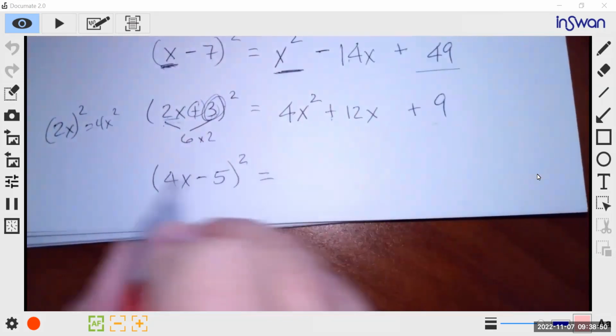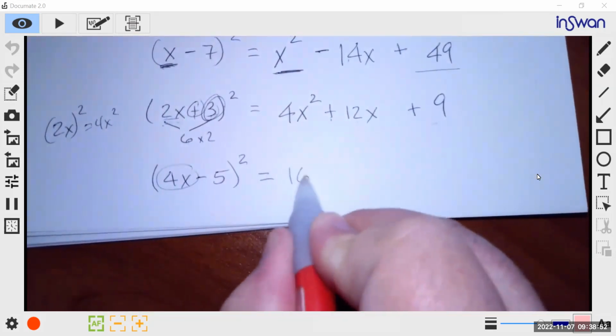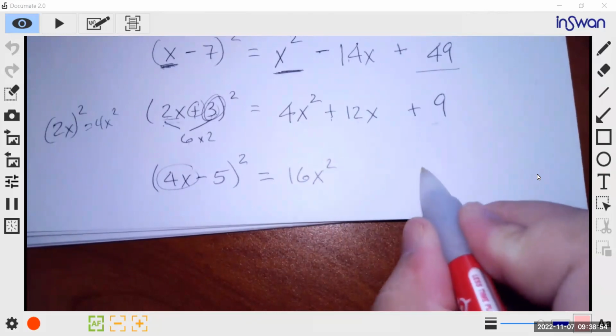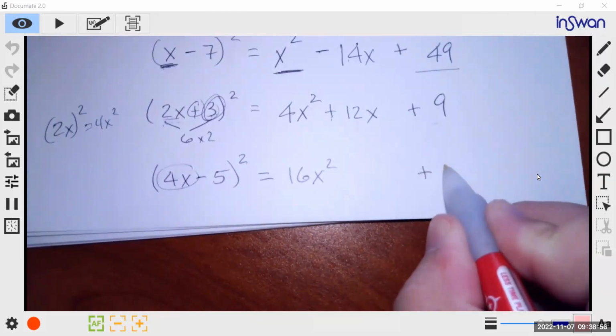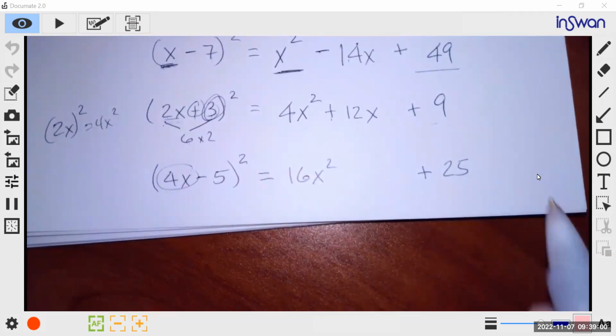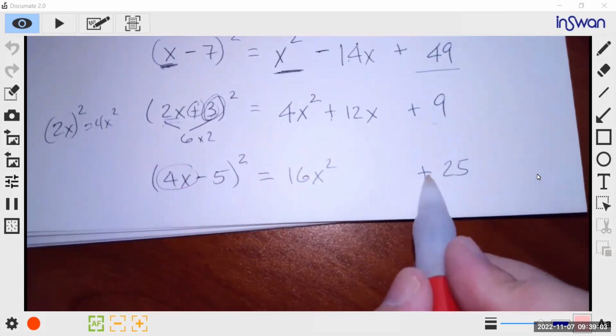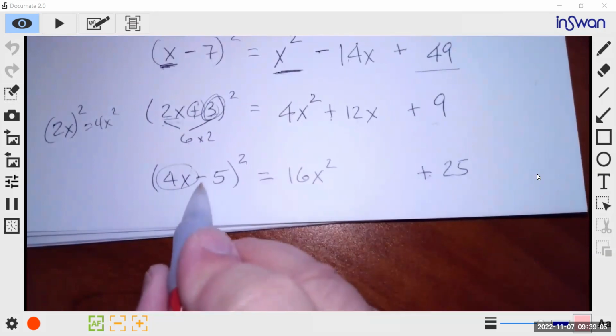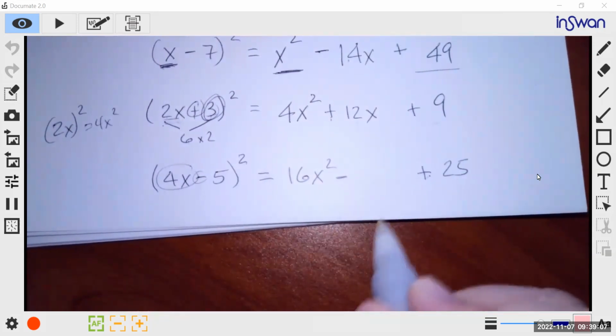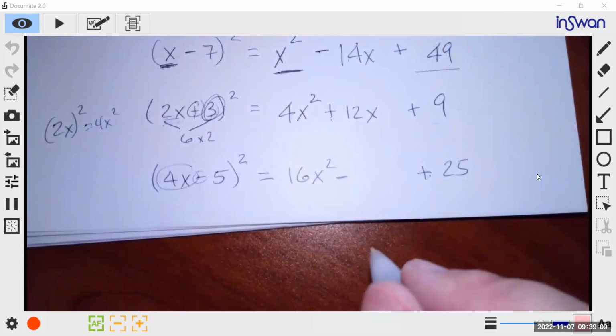Yeah, the first term is going to be 16x squared. What's the last term going to be? The second sign's a plus. What's the first sign going to be? Yes, it'll be a minus. So the middle term?